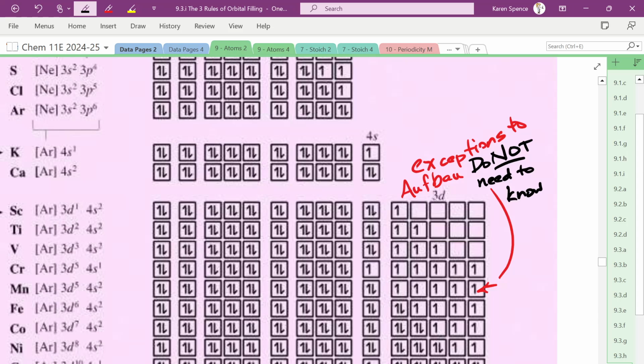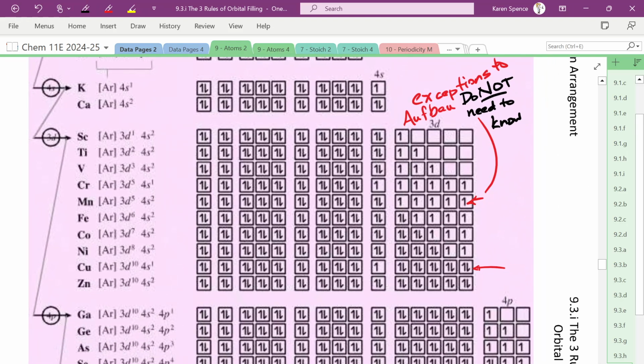Okay, and there's a whole bunch of exceptions like that in the Fs as well. Okay. Oh, I put it on the wrong one. Sorry.